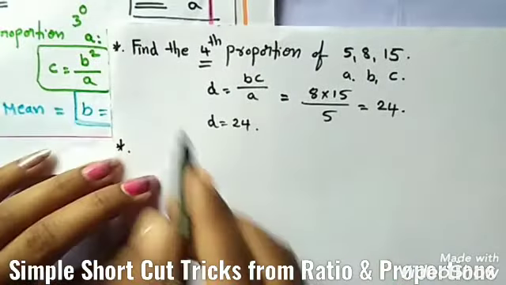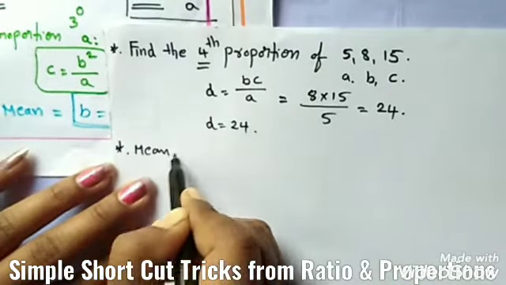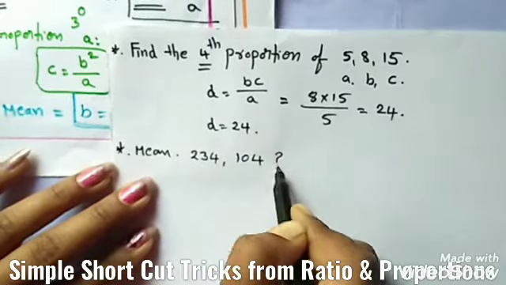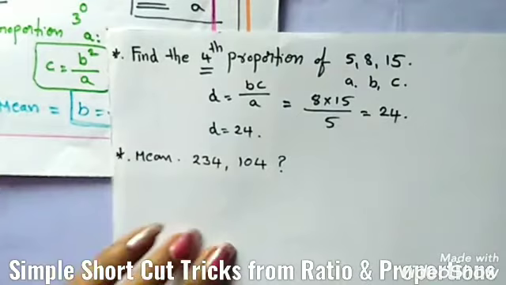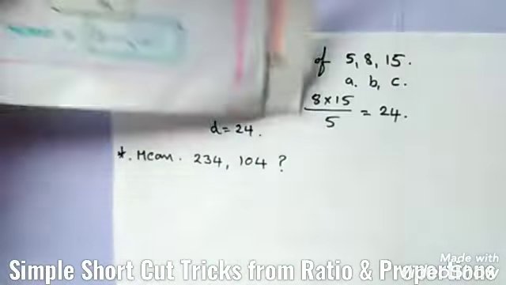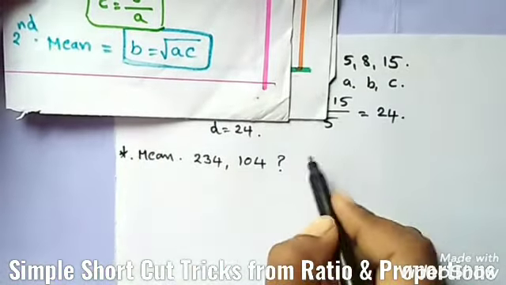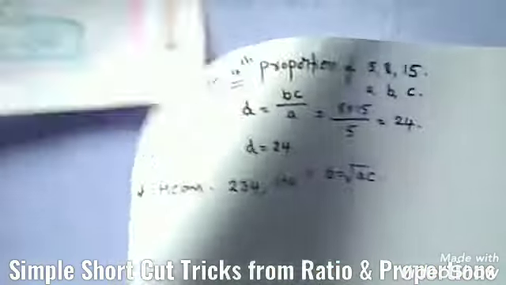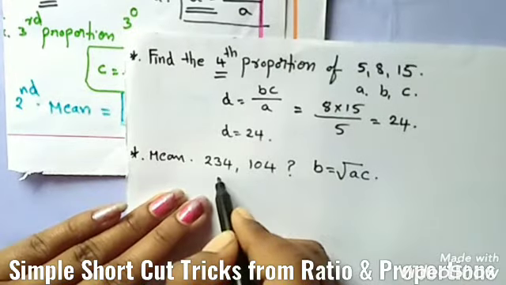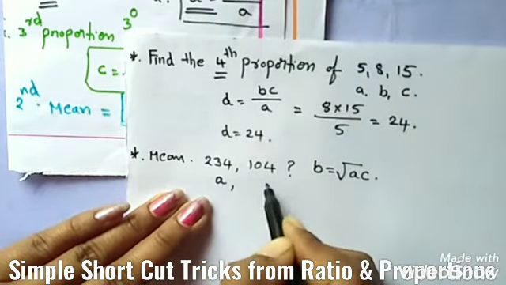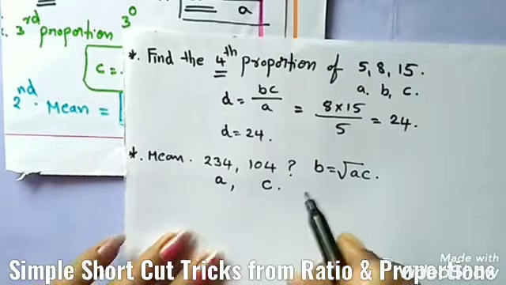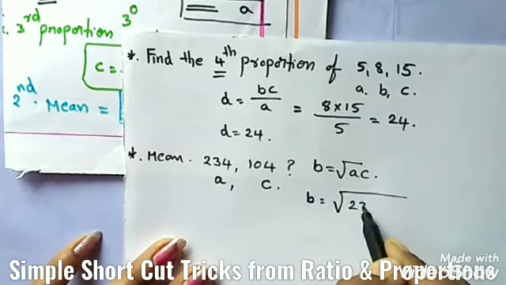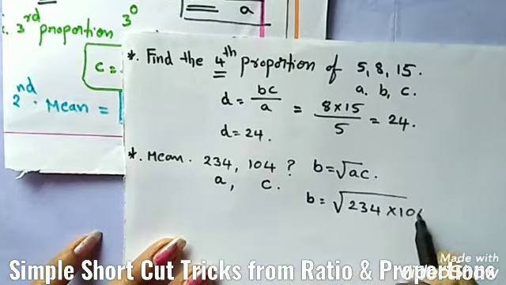Let us see the second example here. Mean proportion of 234 and 104. Mean proportion, nothing but secondary one. So here is the mean proportion formula, B is equal to root AC. Right. So here A and C, now you have to find out B. Now B is equal to root 234 into 104.